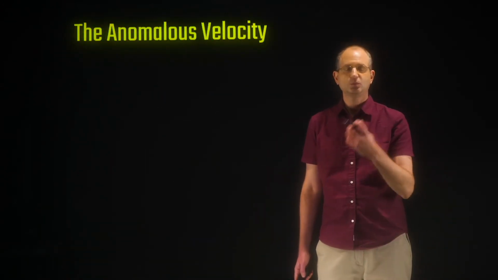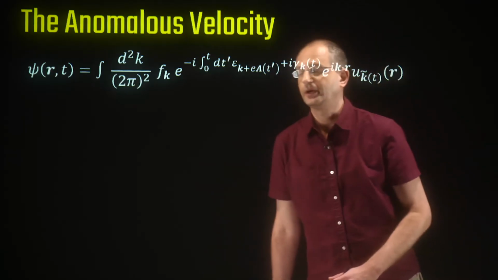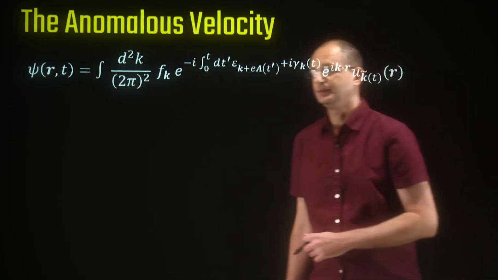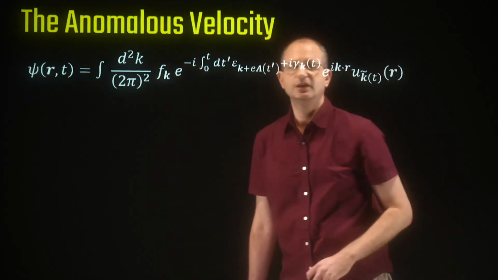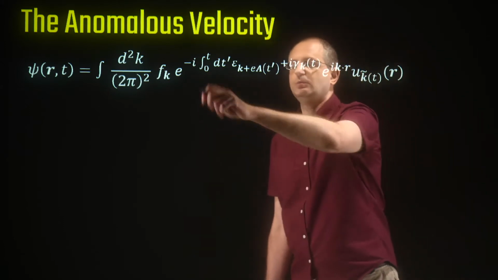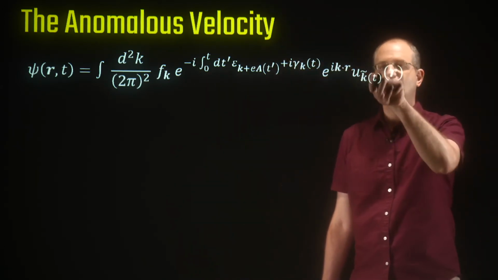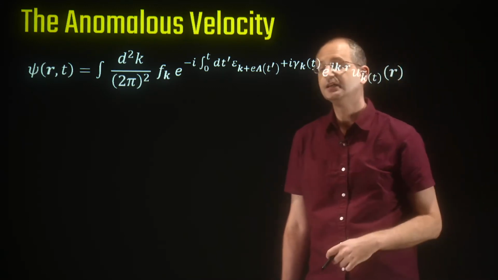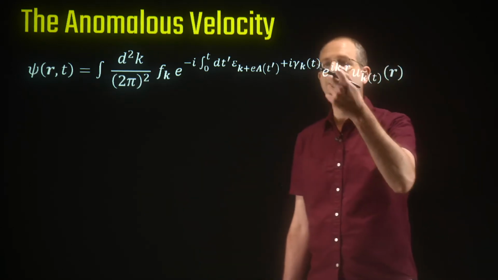Now we can ask, what is the dynamics of our wave packet? Okay, so here's our wave packet again. So we have our envelope function f of k integrated over k. And here what we used to have is e to the i k dot r times the periodic part of the Bloch function u_k. But now we evolve each one of these Bloch wave functions adiabatically with time.